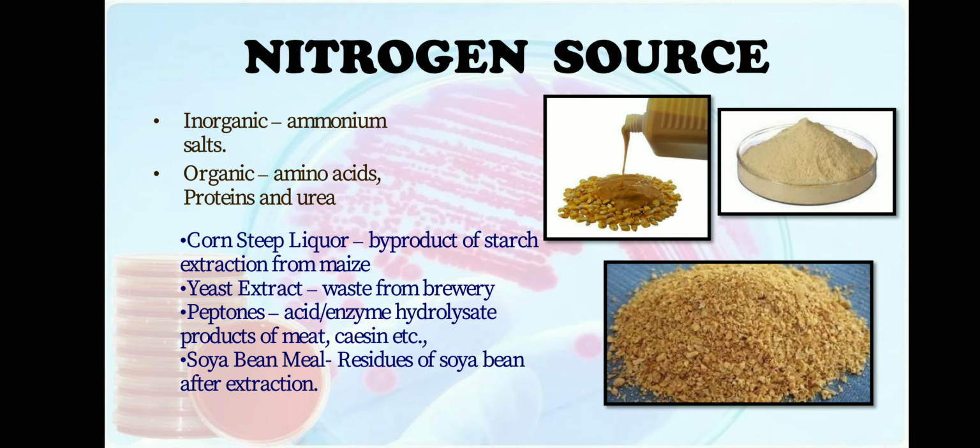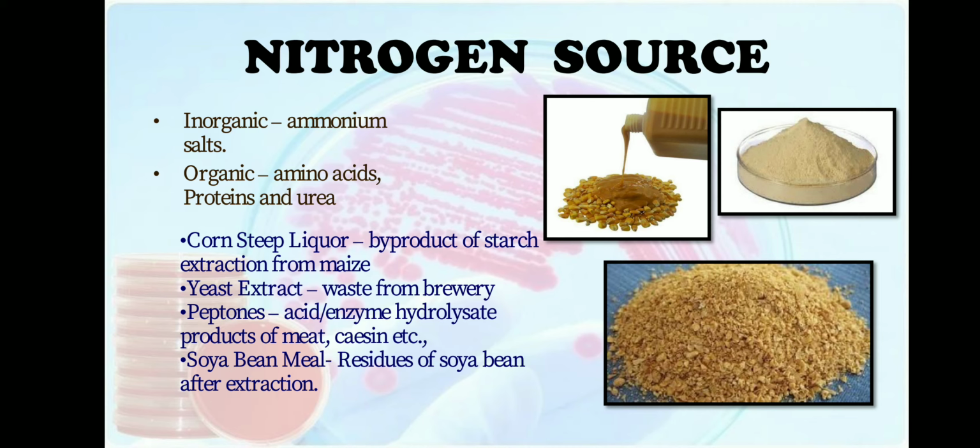Here again, nitrogen is often supplied in the crude forms as the raw materials. Various raw materials are used as a nitrogen source. The raw materials that are used as nitrogen source in industrial fermentation is usually corn steep liquor, which is a byproduct of starch extraction from maize. Then we use yeast extract, which is waste that is produced from bakery or brewery.